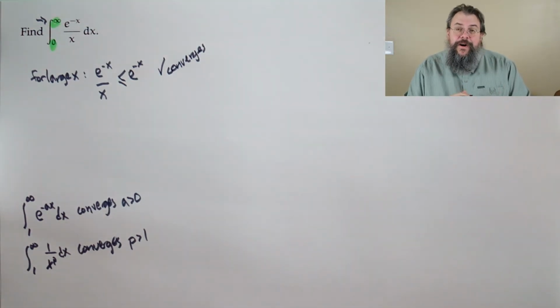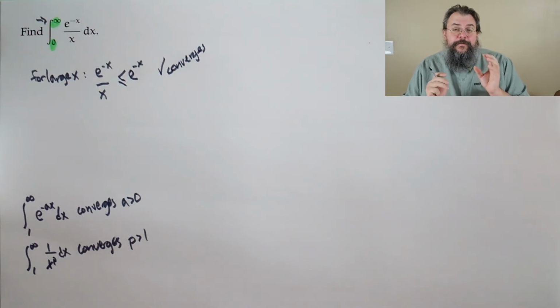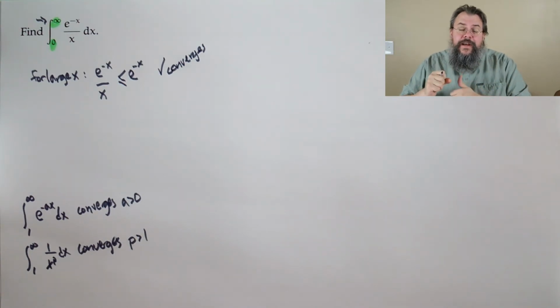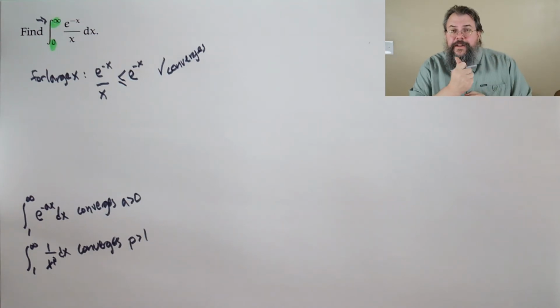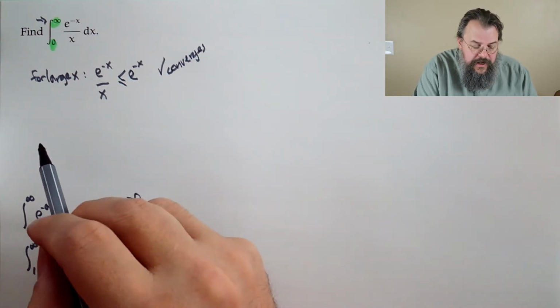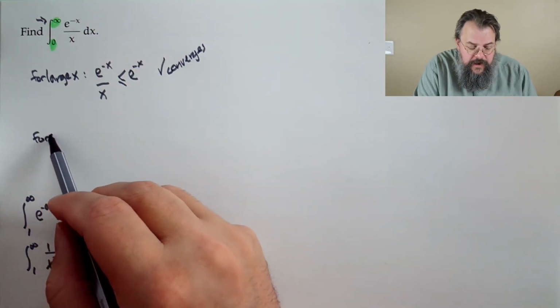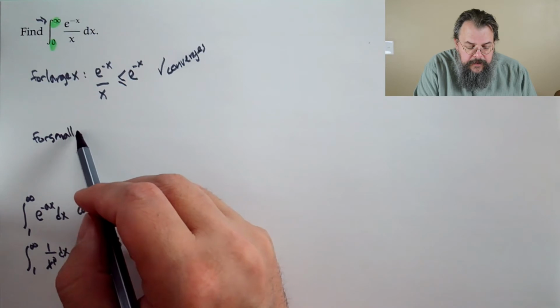Let's talk about small x. So for large x, we're thinking, okay, what happens as we head off towards infinity? For small x, the question is, what's happening as we're getting close to 0? All right. So for small x, what do we see?